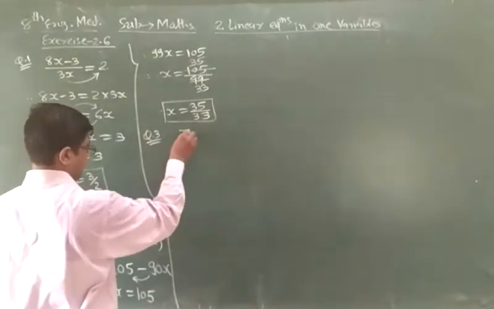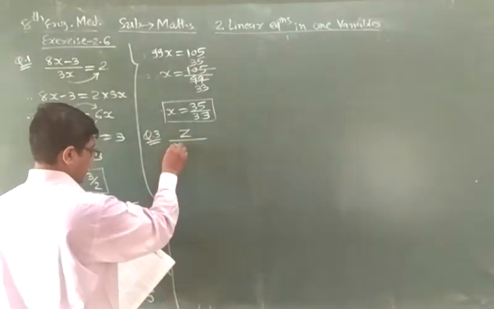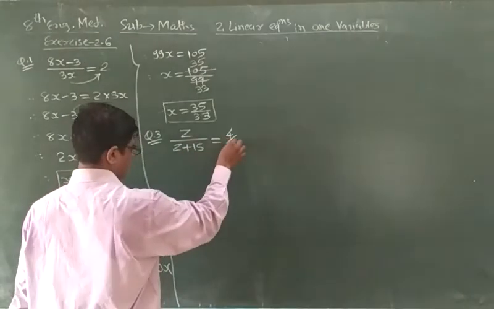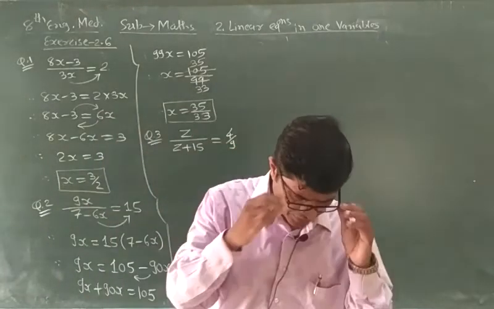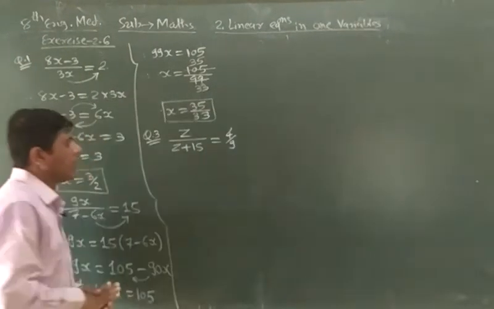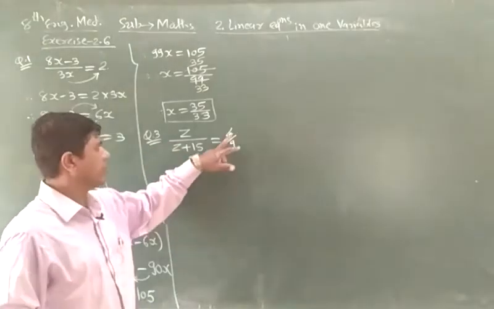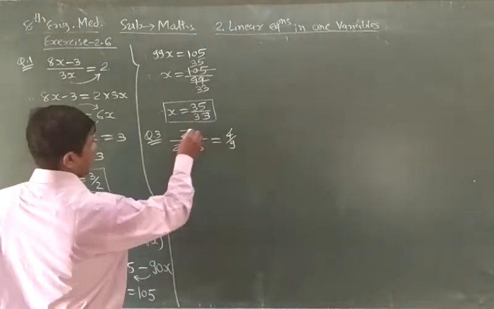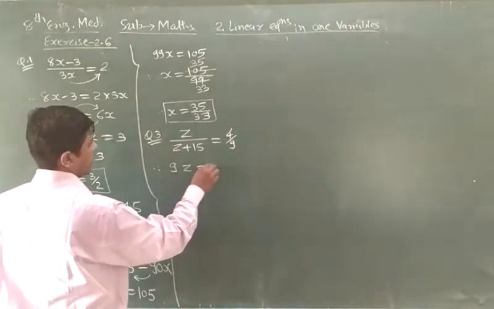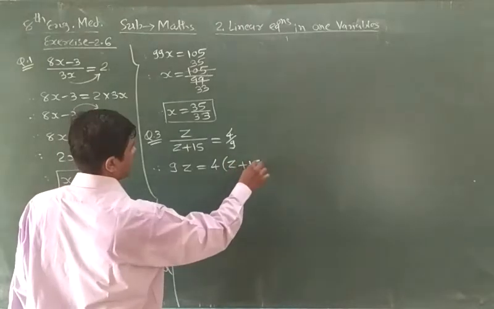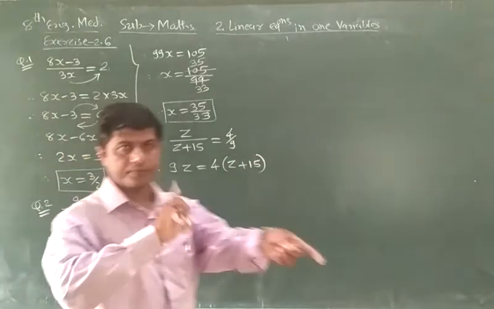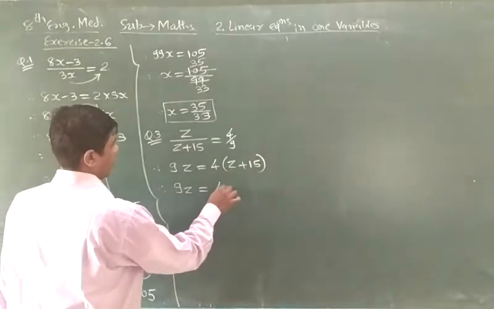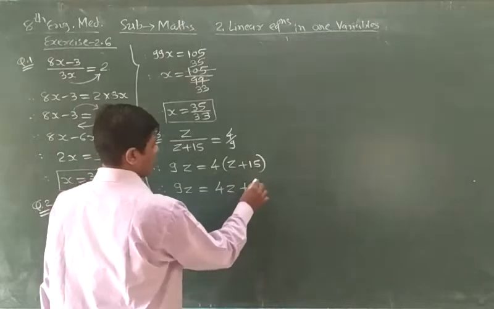Here z upon z plus 15 is equal to 4 by 9. Okay, this is given. Now check here. Here z plus 15 and 4 by 9. So what happened? Cross multiply easily. So 9z equals 4 times z plus 15. Okay, cross multiply. Open the bracket. 9z equals 4z plus 15 times 4, that is 60.